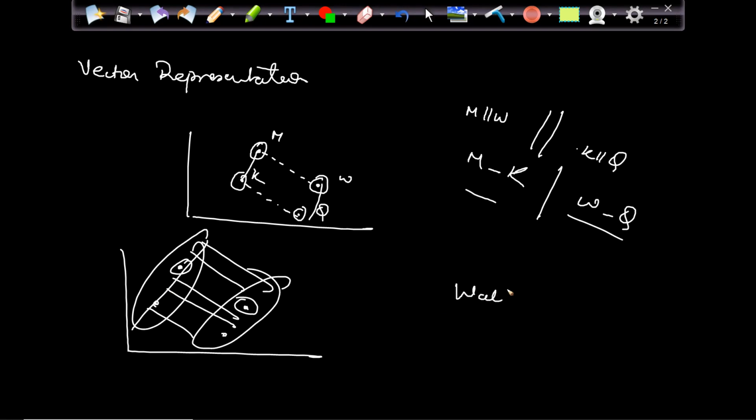For example, the word is walked, and there is one more word called walking. The distance between these two will be near. Swim, swam, swimming, swam, right? These type of words are also taken care of. That is the main benefit which we are getting from this particular concept.